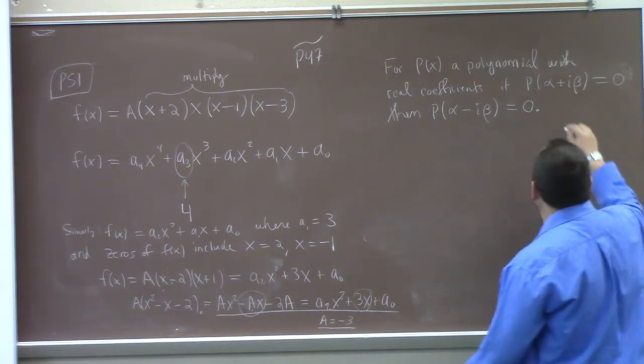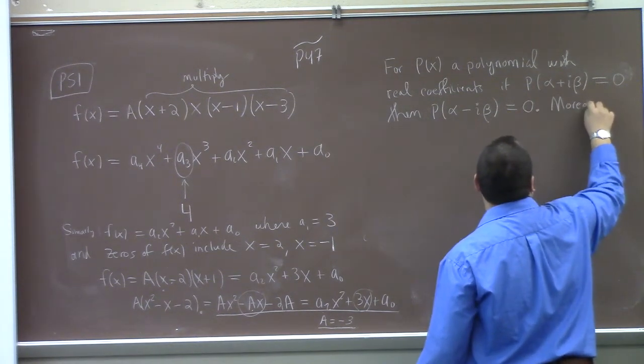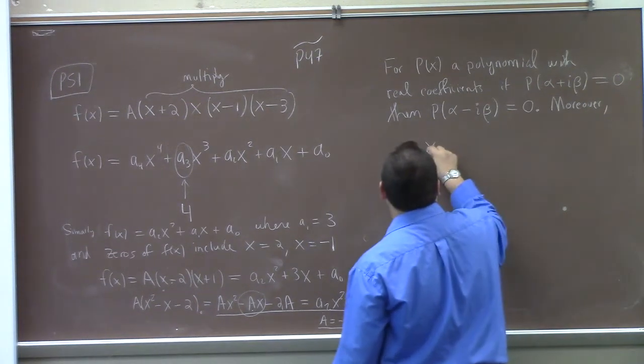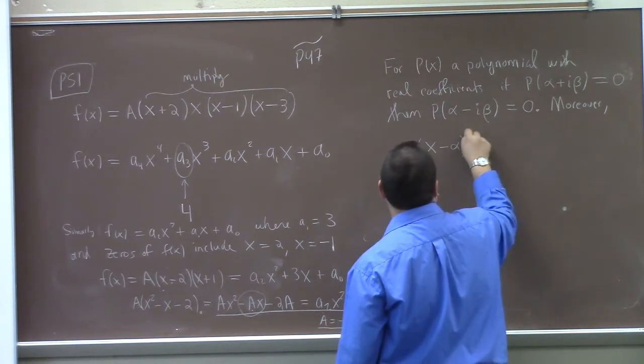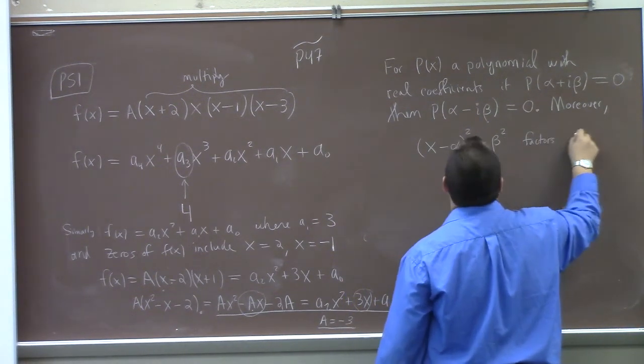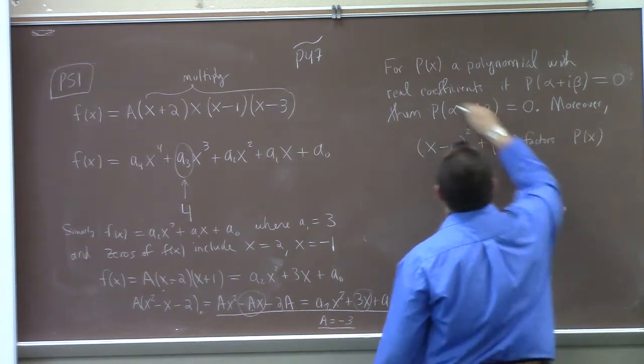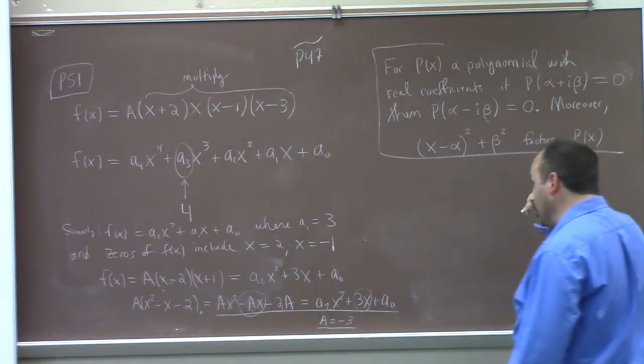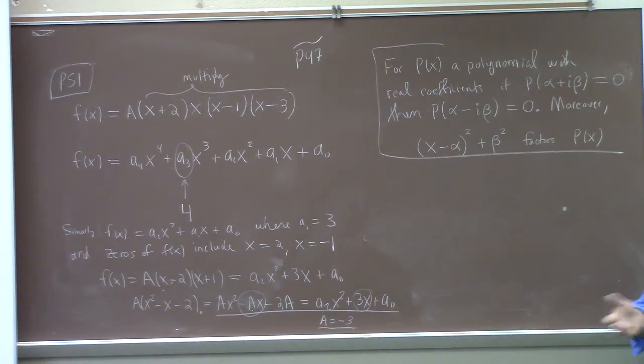And moreover, in this case, x minus alpha squared plus beta squared factors p of x. So that's the story. If we have a complex zero, that means we have a corresponding irreducible quadratic factor of x minus alpha squared plus beta squared. And you can reverse engineer this. If you have an irreducible factor of x minus alpha squared plus beta squared, that means that alpha plus or minus i beta are zeros for your polynomial. It goes both ways.